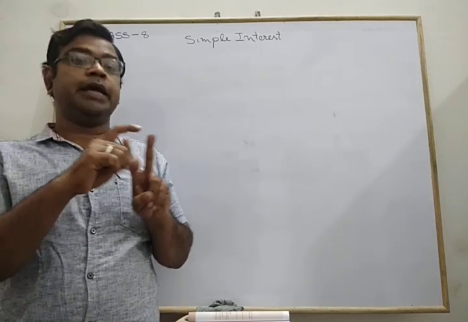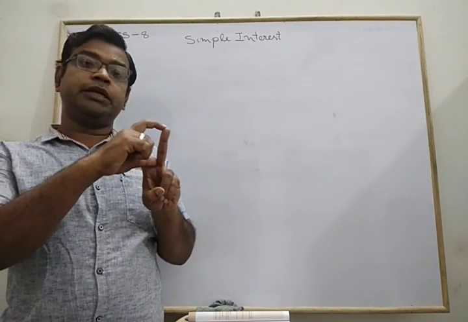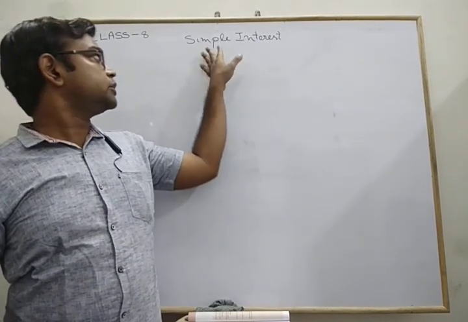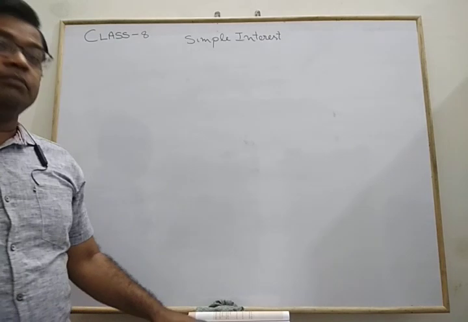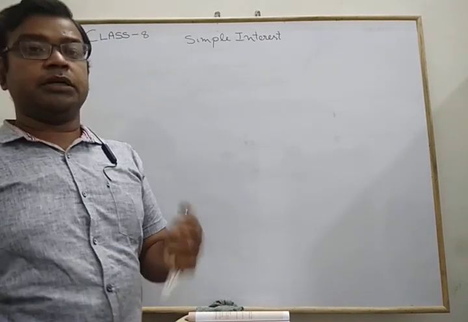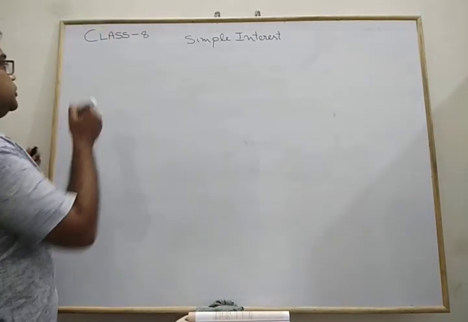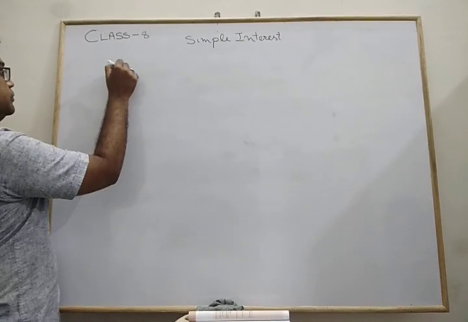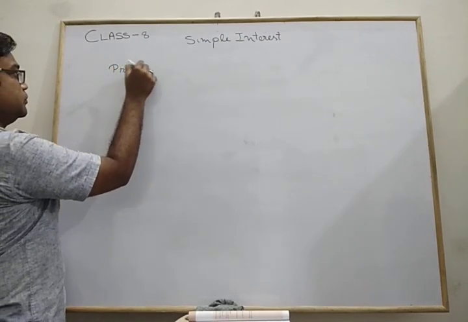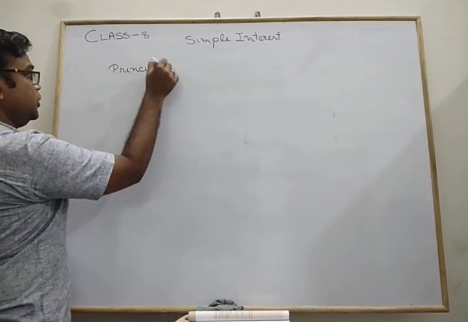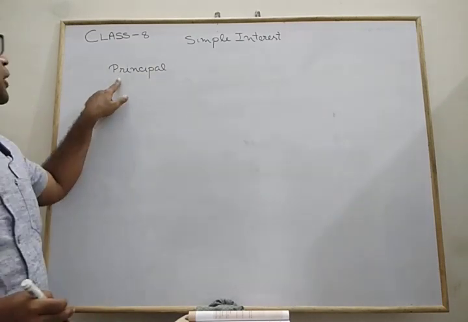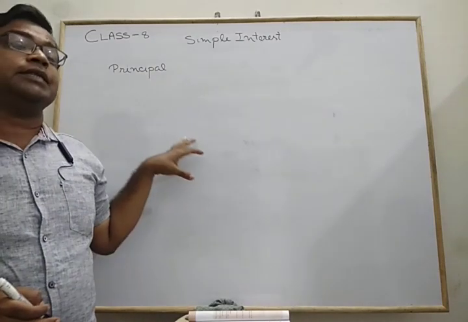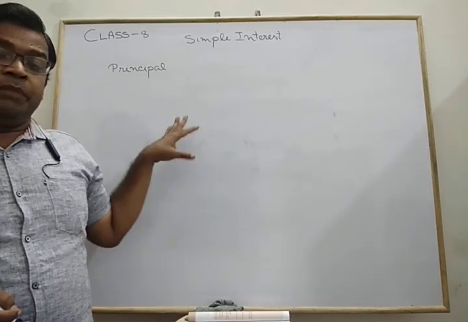simple interest and compound interest. Compound interest we will discuss afterwards. Today we are going to discuss only simple interest. Before that, we are going to discuss some terms. The first term is principal, not your class principal. Principal is the amount which is given, the main amount.